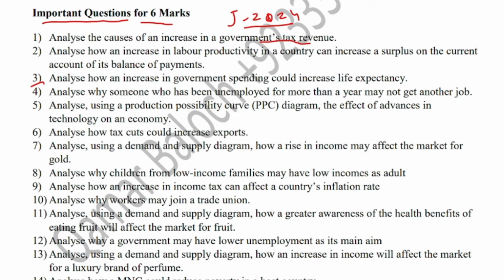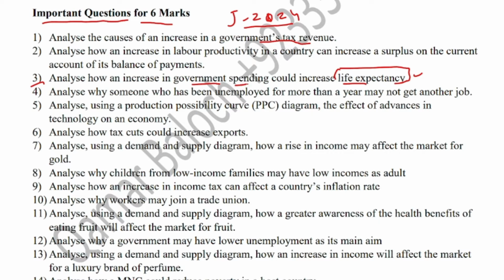Question number 3 is: analyze how an increase in government spending could increase life expectancy. Life expectancy is basically how many years people can survive. An increase in government spending can increase life expectancy in multiple ways. For example, the government might spend more on education, where it can educate people to maintain their basic hygiene so they can live longer.